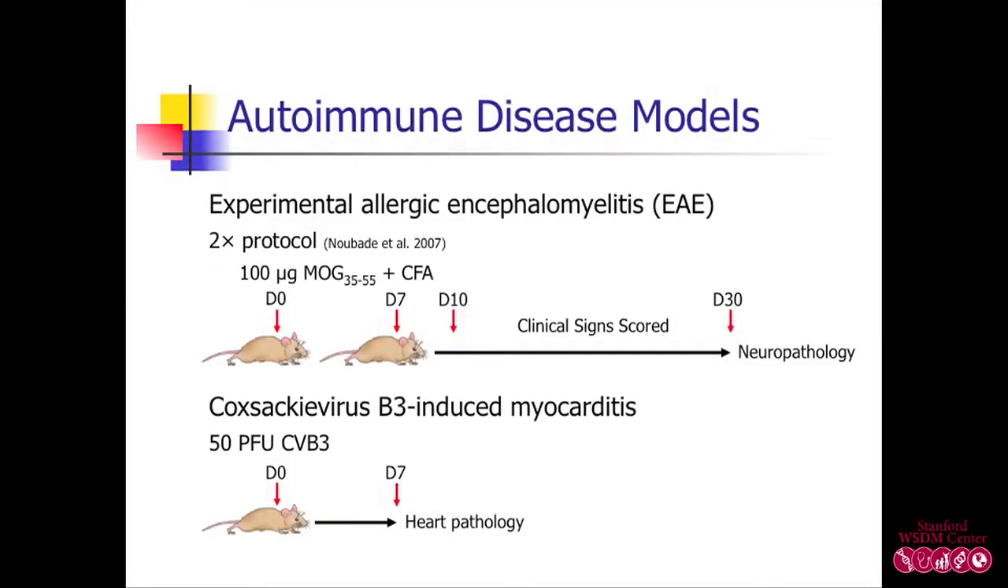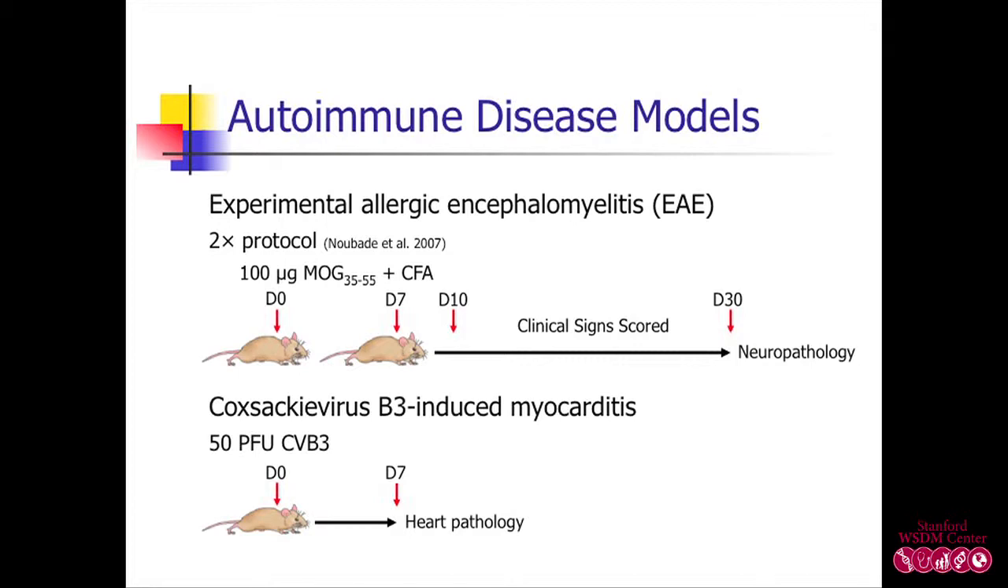So we studied these mice. We studied them for two models: experimental allergic encephalomyelitis, that Rhonda also discussed, and then another autoimmune model, Coxsackie virus B3-induced myocarditis. If you infect mice with Coxsackie virus B3 and then wait 3 days until day 7, take out the heart and study them for myocarditis.